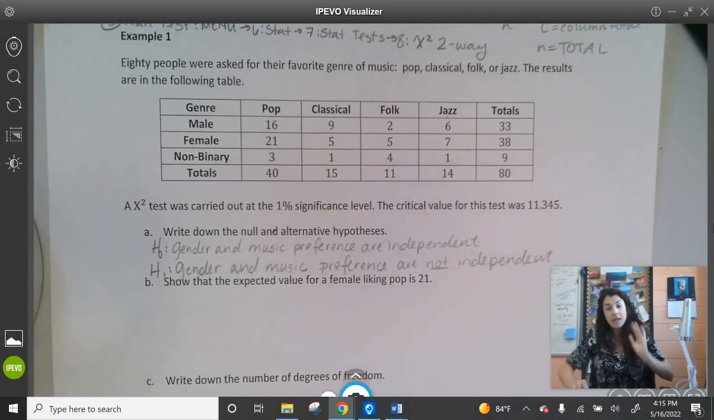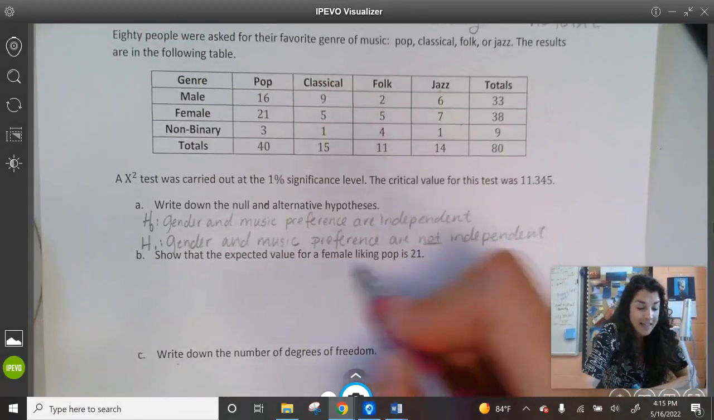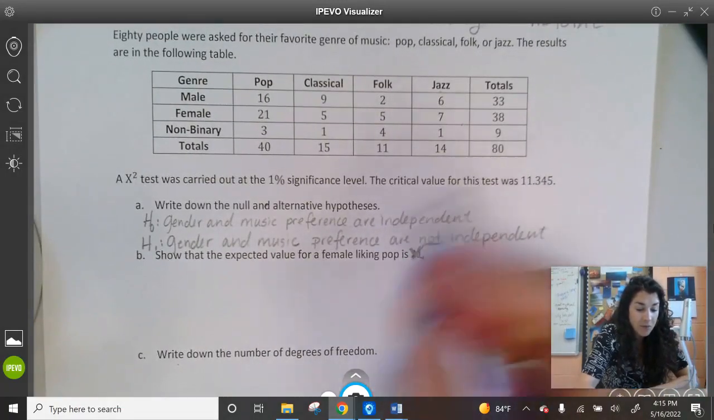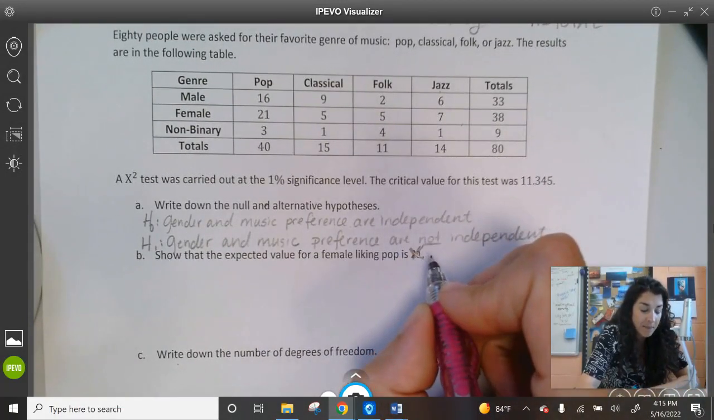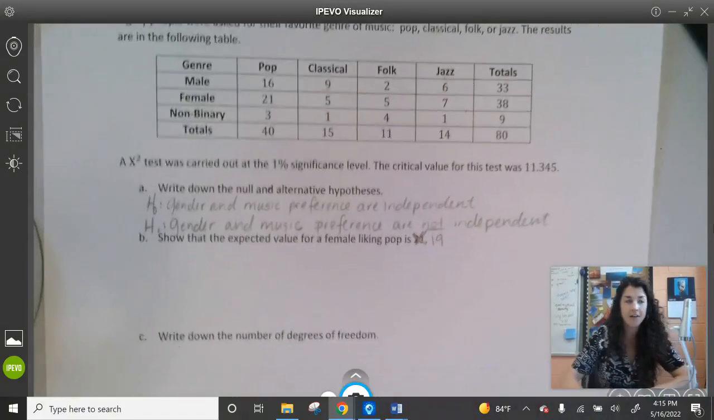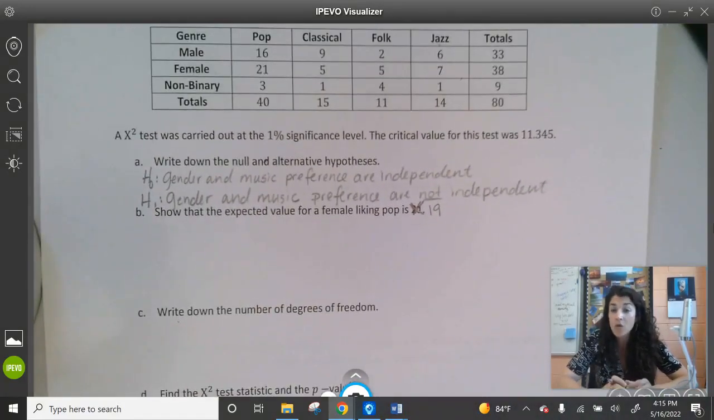Okay. It says show that the expected value for a female liking pop is 19. Sorry, typo on mine. So we're going to go through and find the expected value. Remember, the expected value is not needed in order to run this test. So you don't actually need to find any of the expected values in order to run this test.